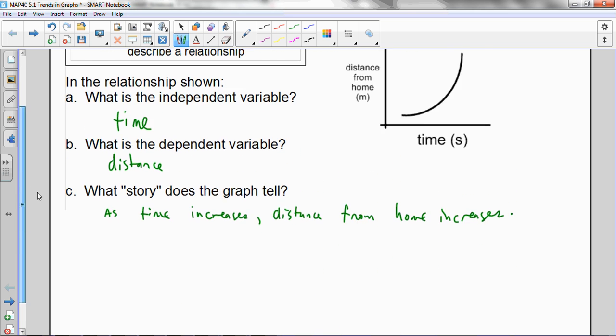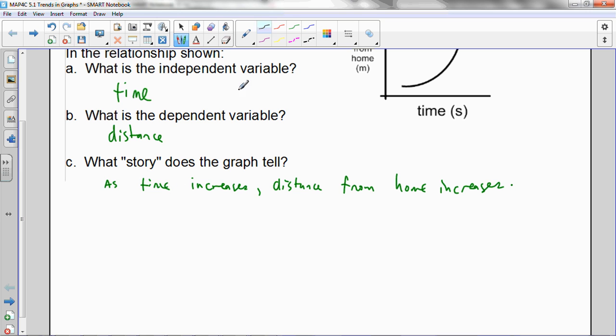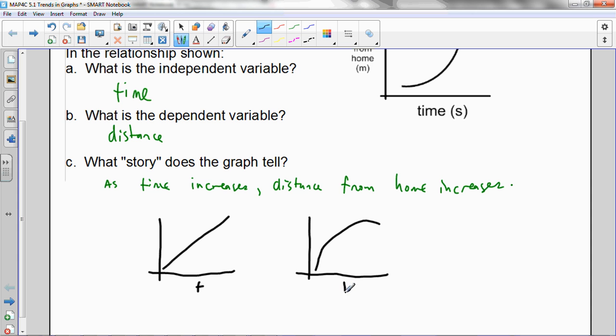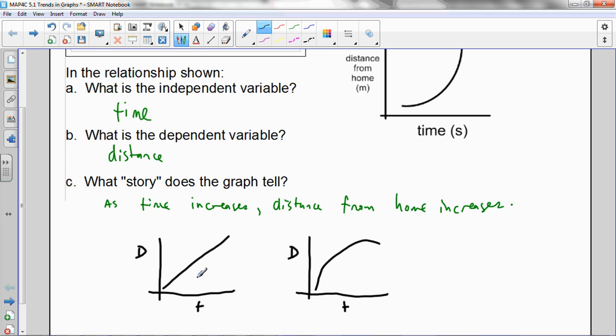But there's a problem with this, because if I had a couple of different graphs, like say this one, or this one, this is still time, and this is still distance. How would we tell the story for this one? We'd say, as time increases, distance from home increases, which is exactly what we said about that graph. Even this one, which looks a lot different, as time increases, distance from home increases. We want to be able to distinguish between these three graphs, and we will.